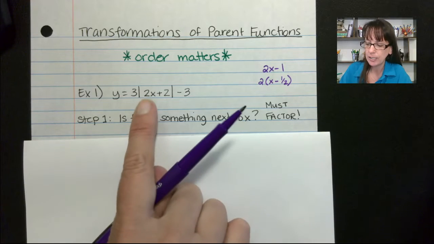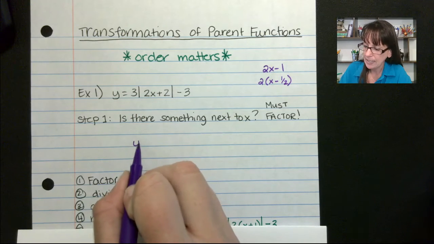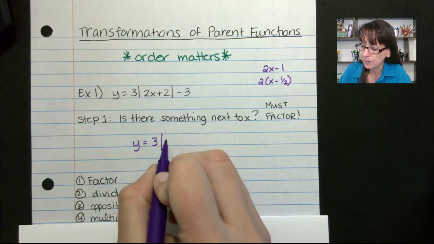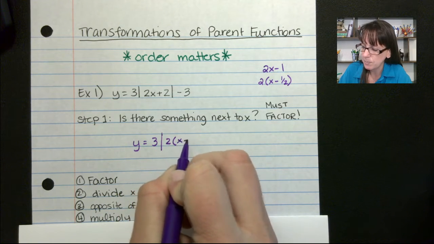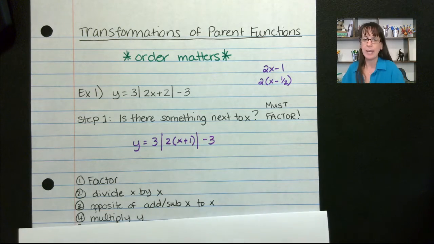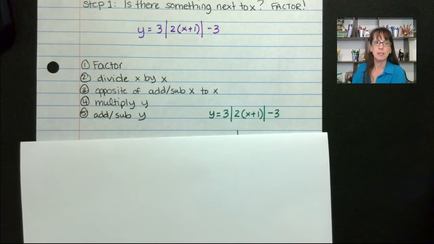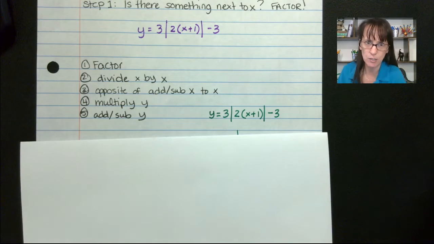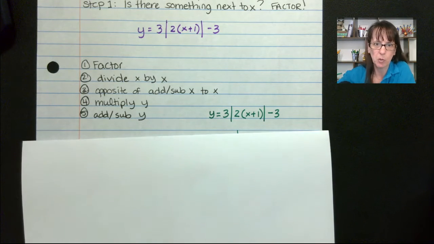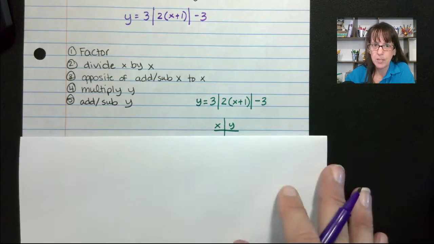So taking a look at this, we're going to need to factor out a 2 from here. So that's going to give us y equals 3 times the absolute value of 2, quantity x plus 1, absolute value, minus 3. Okay, so here are the steps. You're going to factor, you're going to divide your x, do the opposite of adding and subtracting to your x, multiply your y, and then add and subtract your y. That'll make a little bit more sense in just a second, but you may want to pause the video and write those down.